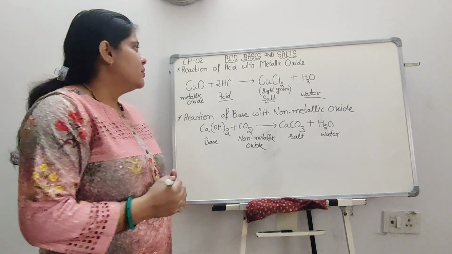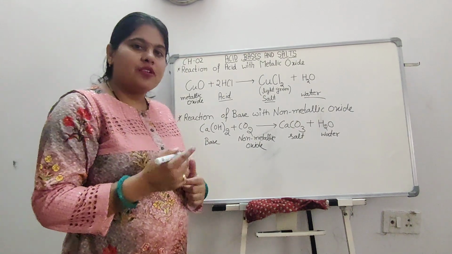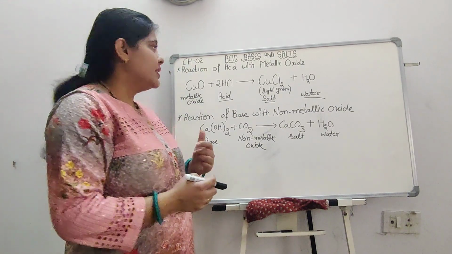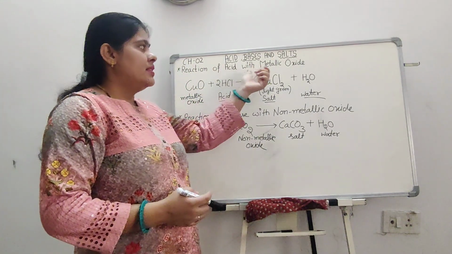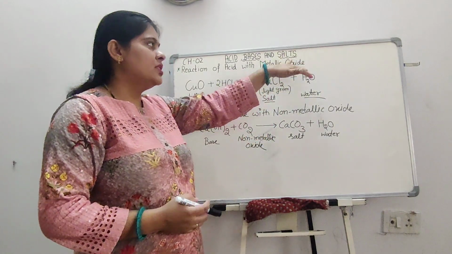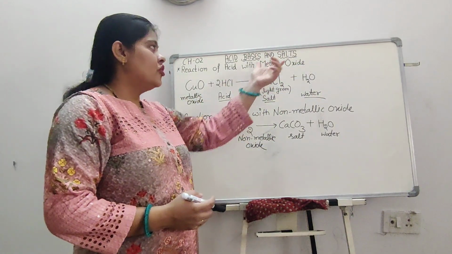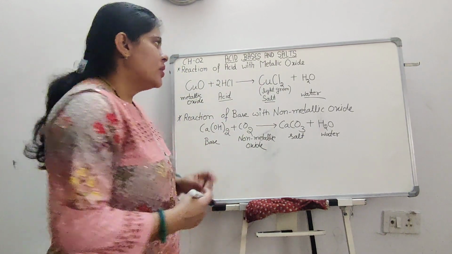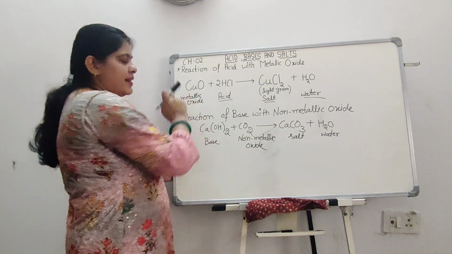In previous videos, we have seen what a neutralization reaction is and how it occurs. In today's video, we will see the reaction of an acid with a metallic oxide. Through this, we will understand the nature of the metallic oxide, whether it is acidic or basic. So let us understand this concept with an example.